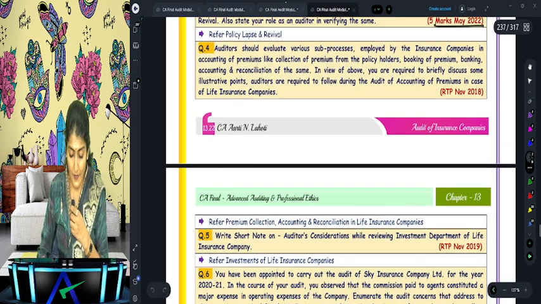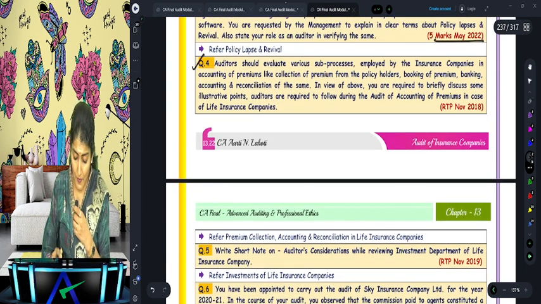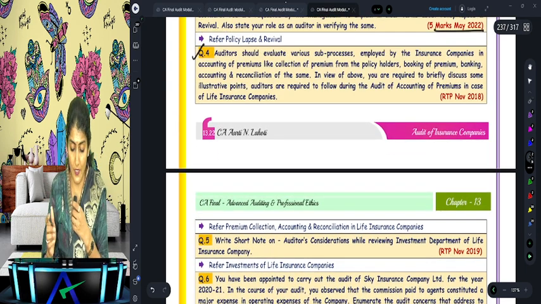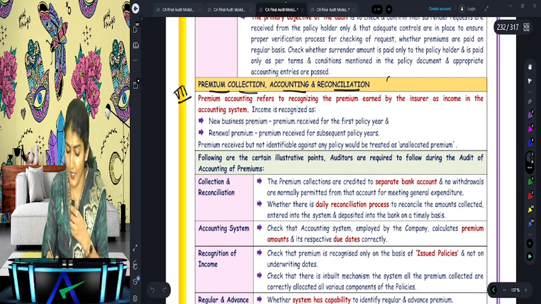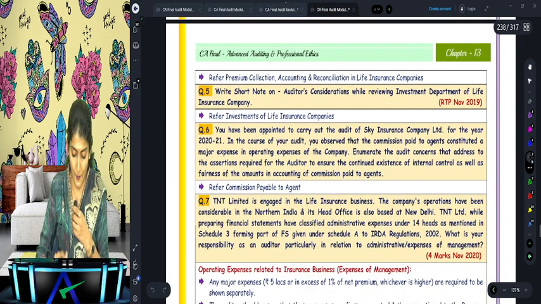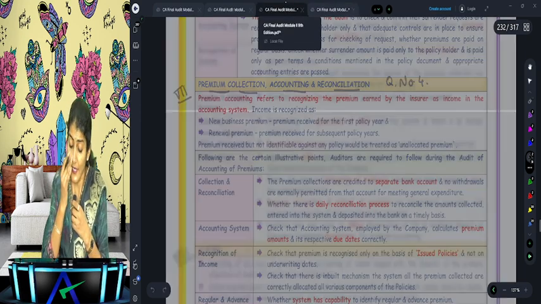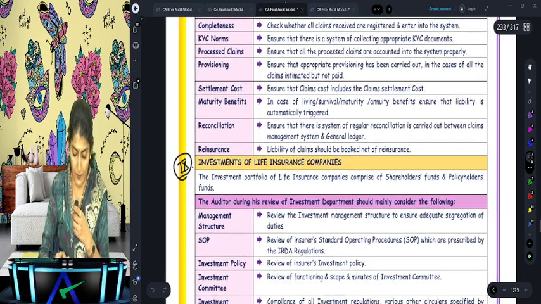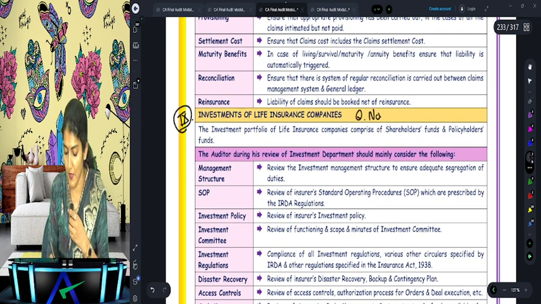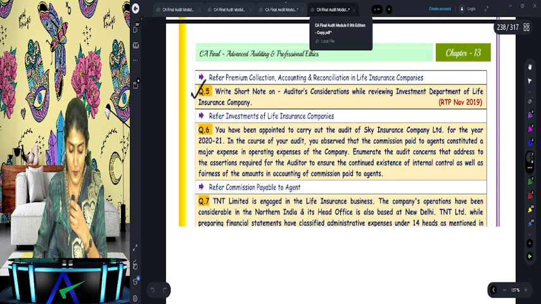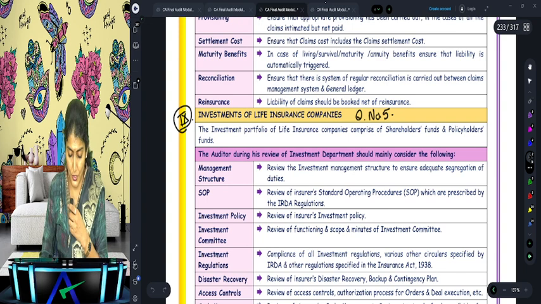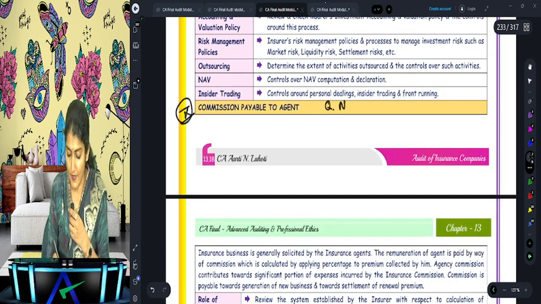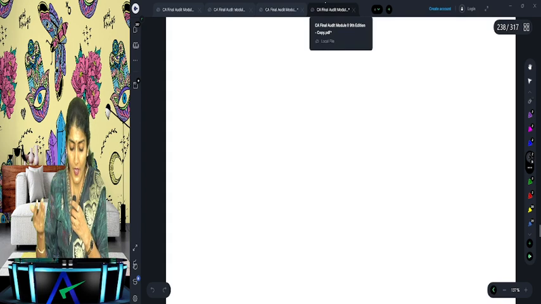Are you getting that? Then question number 4 is regarding the premium collection, accounting and reconciliation in case of the life insurance company. Then question number 5 is regarding the investments of the life insurance company. Claim is not there. Then the commission payable to the agent of the life insurance company, that is question number 6.